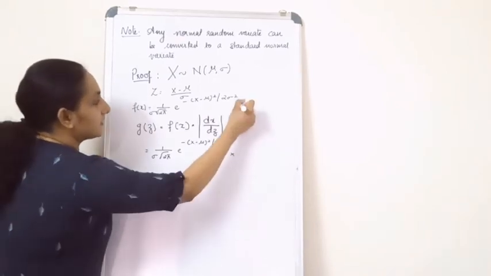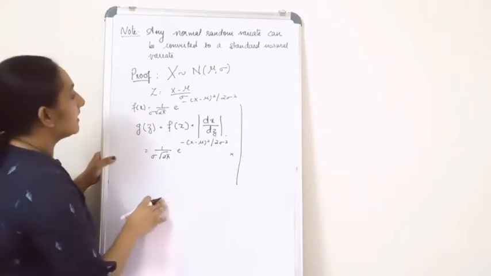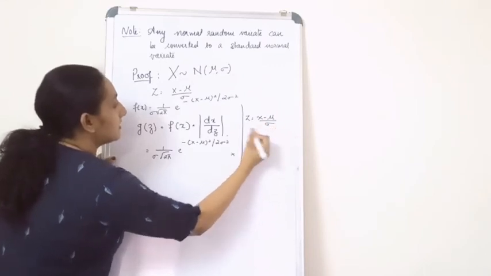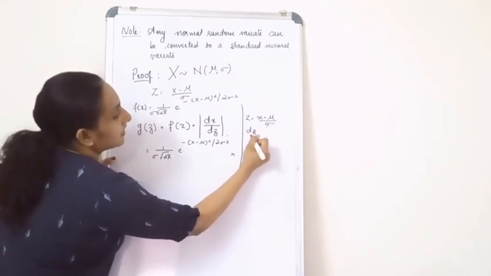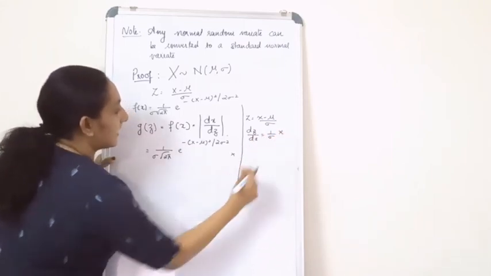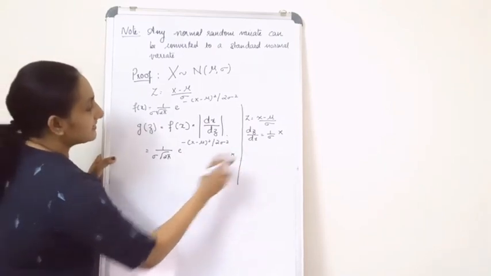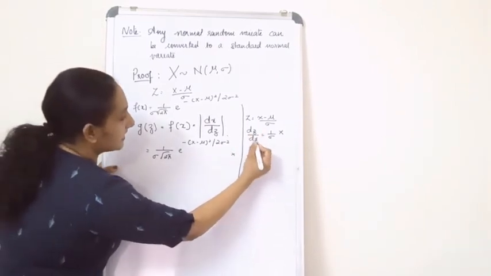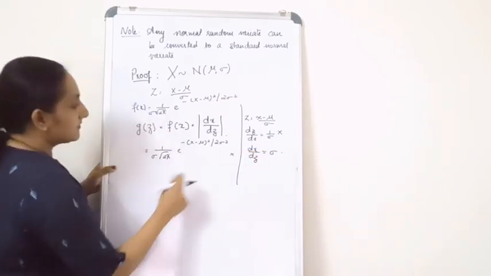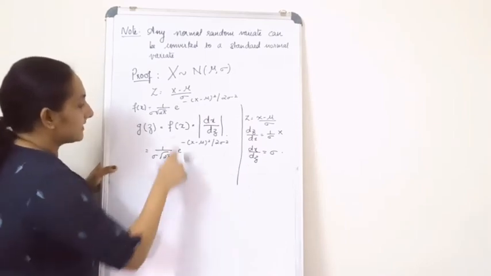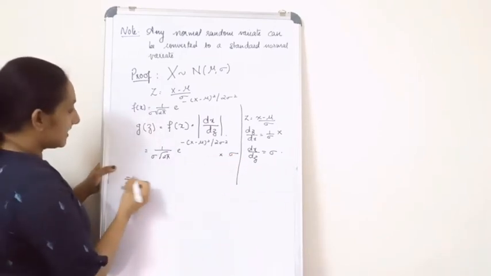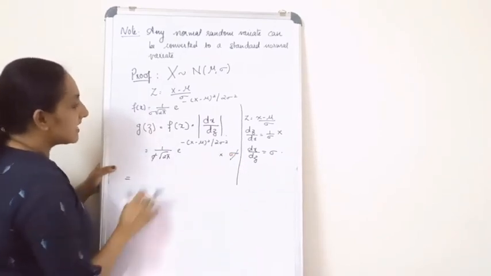For that, I'm just going to draw a column. Consider z is equal to x minus mu divided by sigma. Differentiating dz with respect to x, what will I get? 1 by sigma. Now, dx by dz is equal to sigma. So here you can multiply this by sigma, and the sigma gets cancelled. What is remaining?